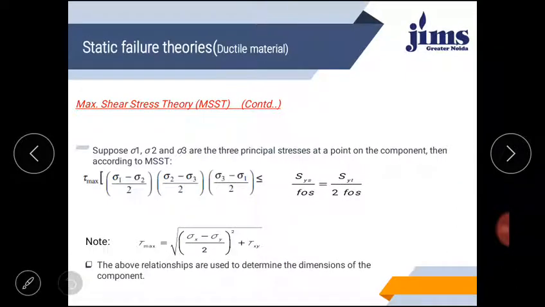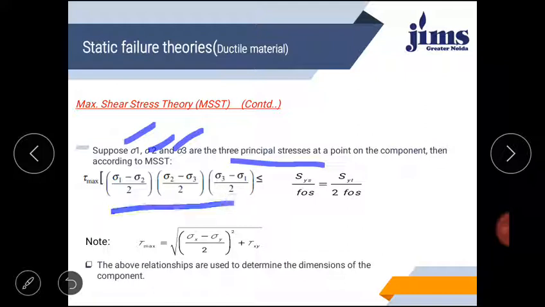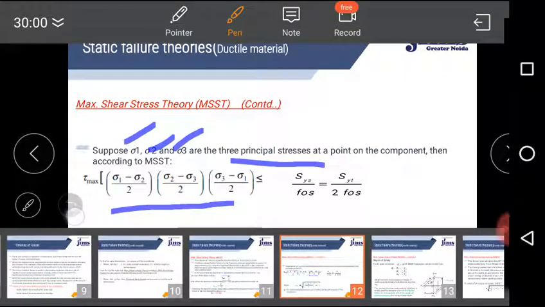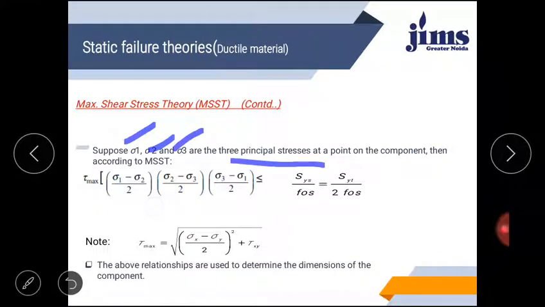Suppose a component is subjected to sigma 1, sigma 2 and sigma 3, the three principal stresses at a point on the component. Then according to MSST, the maximum shear stress theory, tau max can be calculated by any one of these: sigma 1 minus sigma 2 upon 2, or sigma 2 minus sigma 3 upon 2, or sigma 3 minus sigma 1 upon 2, which should be less than or equal to SYS upon FOS or SYT upon 2 FOS.